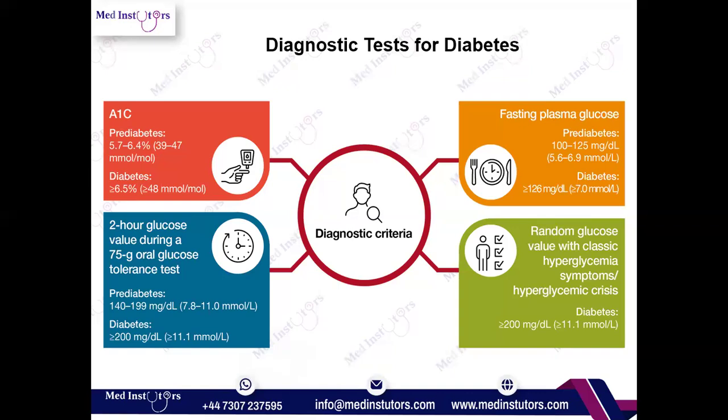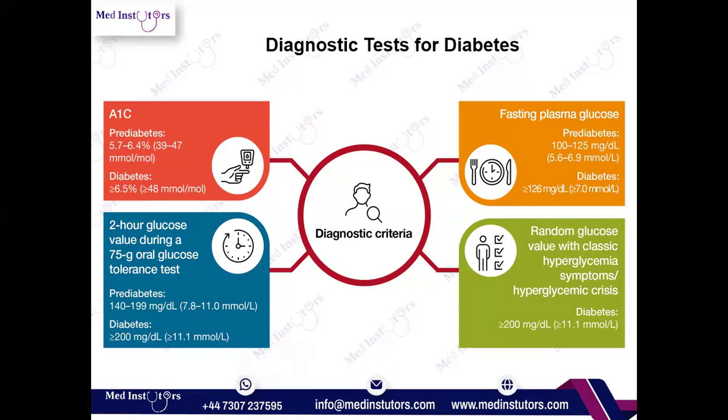We can also use the 2-hour oral glucose tolerance test, where we give 75 grams of oral glucose, and after 2 hours, we measure the blood glucose level. If it is more than 200 milligram per deciliter, or more than or equal to 11.1 millimole per liter, it is also taken as a diagnostic criterion for diabetes.